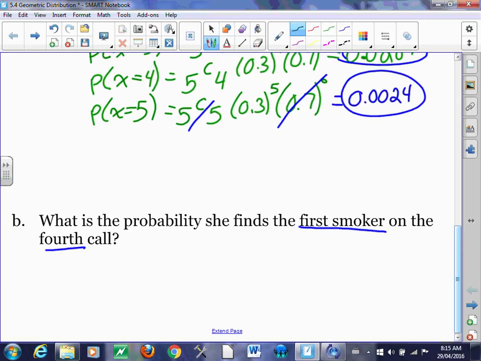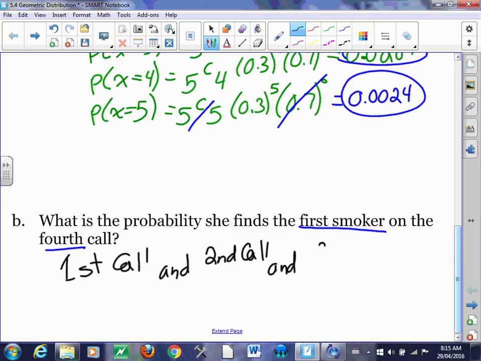So if I have my first call and my second call and my third call and my fourth call.